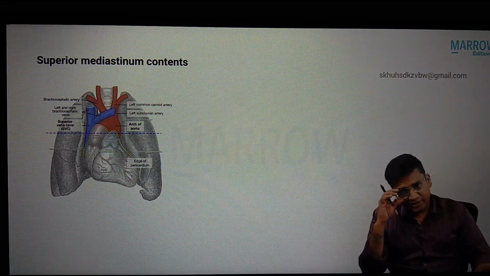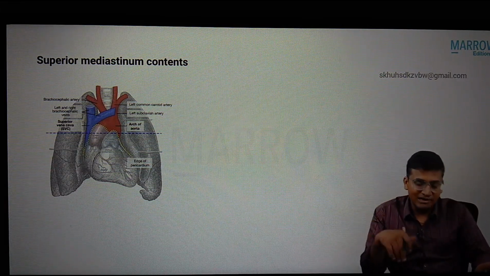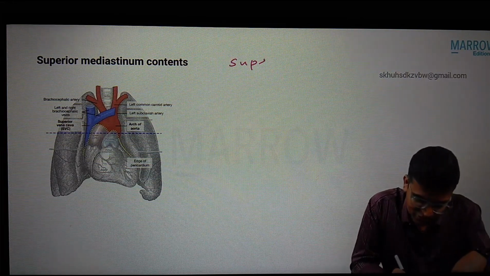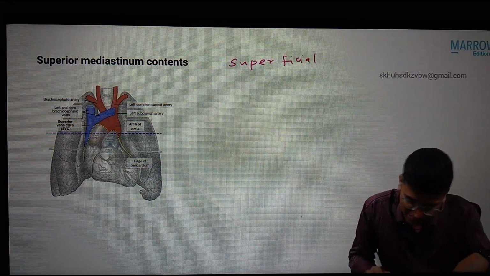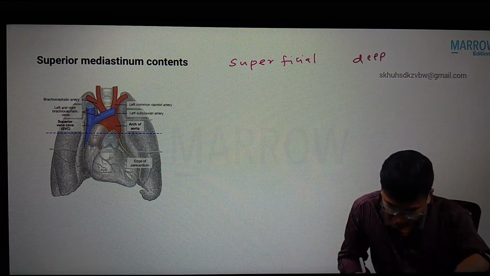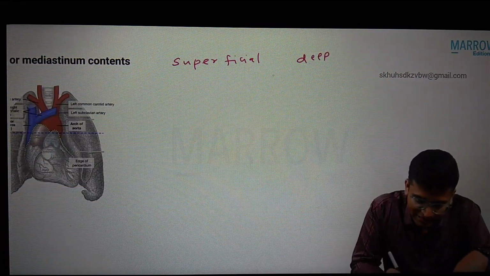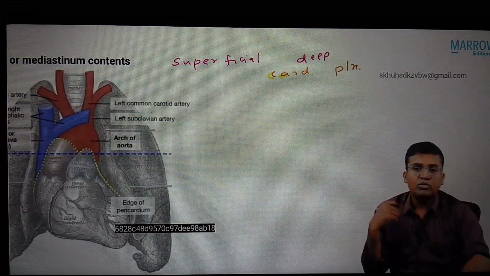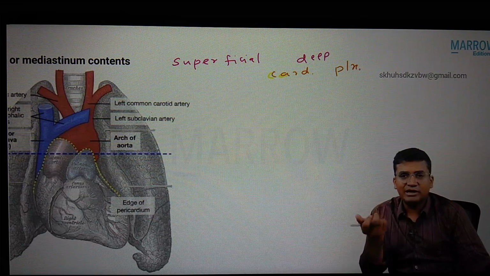So one last topic in the heart is the nerve supply of the heart. The heart is supplied by the superficial and the deep cardiac plexus. So superficial and deep cardiac plexus. Now, why is it called superficial cardiac plexus and deep cardiac plexus?